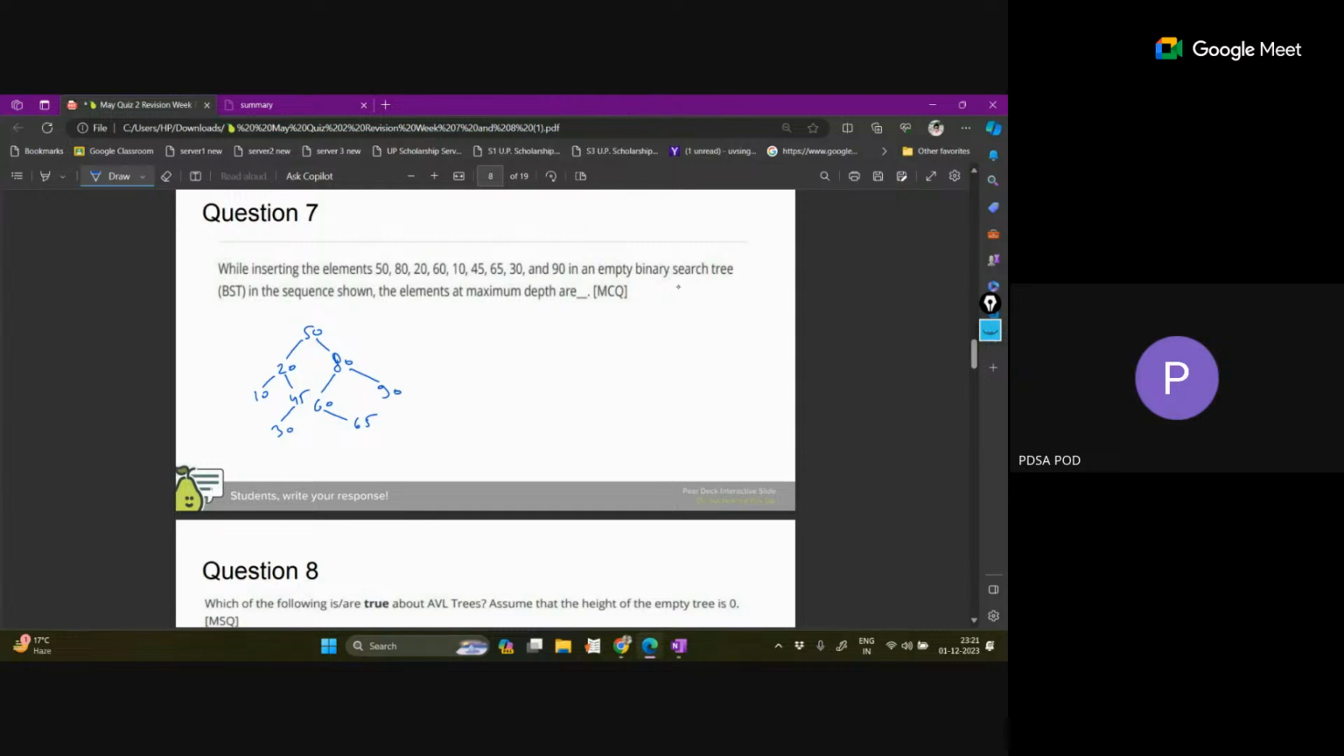Okay, so what is the maximum depth of this? The question is asking for the elements at the max depth. The max depth elements are 30 and 65, which are coming at the lowest.